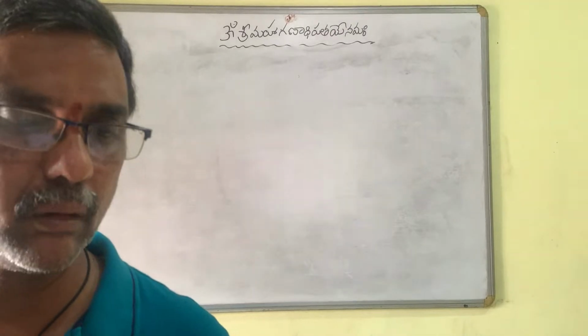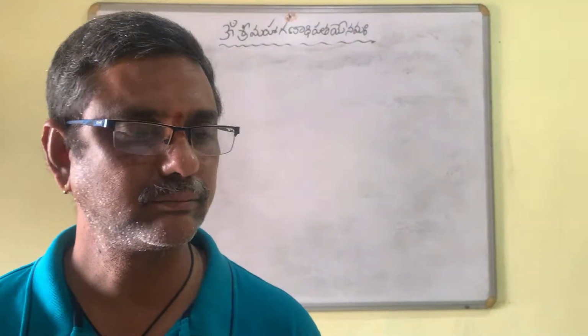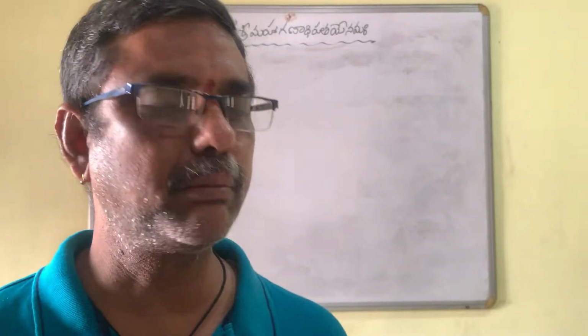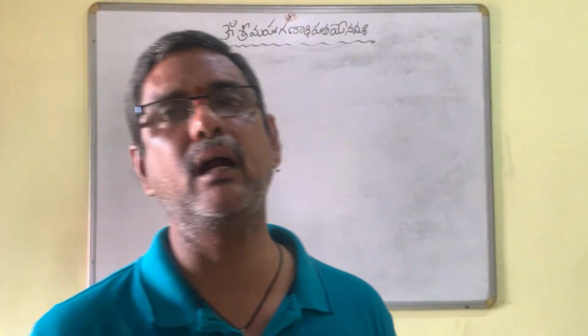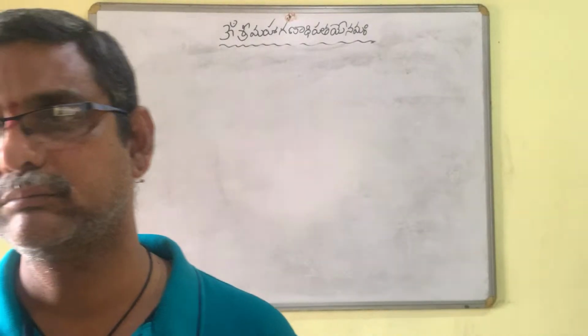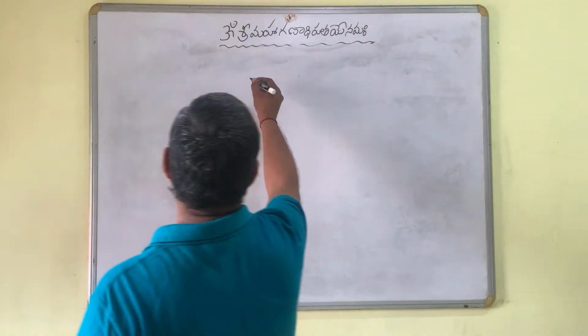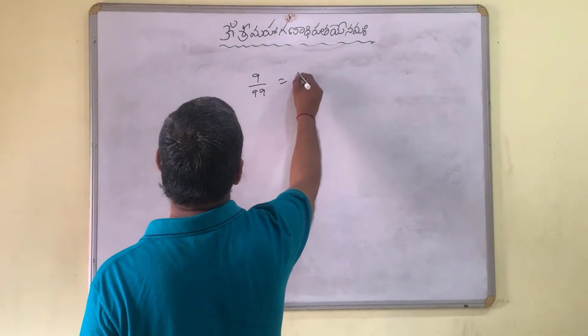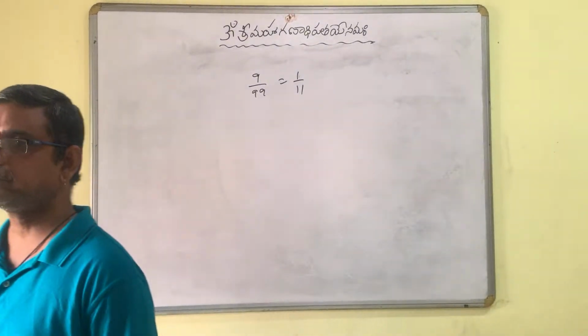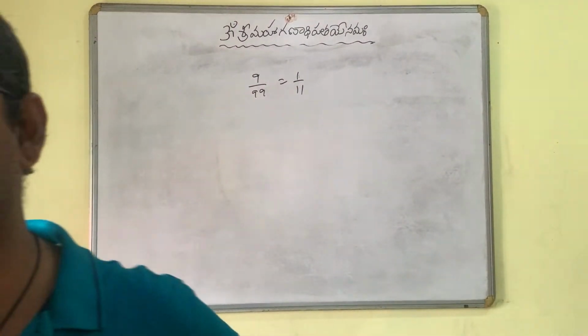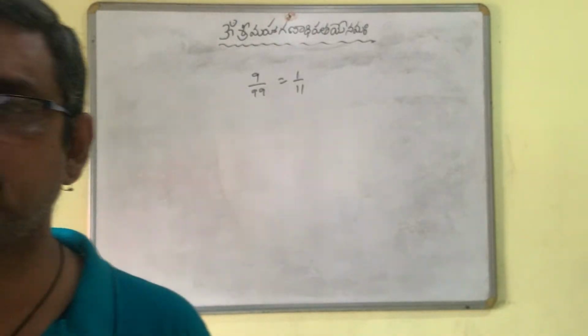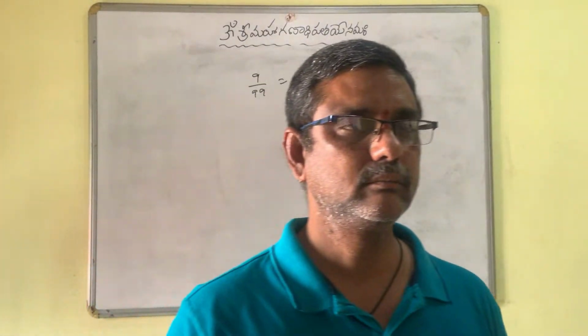There ends our problem. Divisible by 10. You cannot take 0, you cannot take 100 also. So what is the first number? 10, 20, 30, 40, 50, 60, 70, 80, 90. Means 9. 9 by 99 is the first answer, which is 1 by 11. Okay. Next.